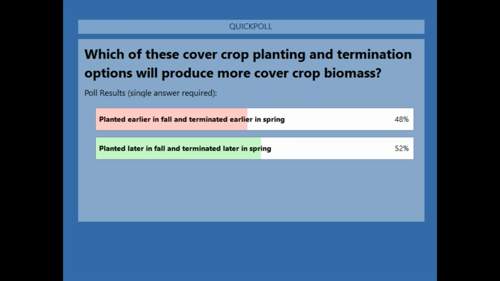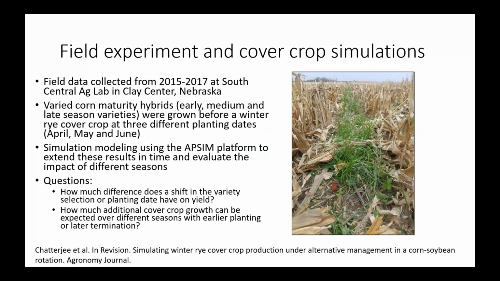Ooh, all right. We're really split on this one, 50-50. That's great. So about half of you think if you planted earlier and terminated earlier, that you'd have more biomass. And about half of you think that if you planted later and terminated later, that you'd have more biomass. So I know these were tough questions, and I appreciate your playing along, but I'm hoping that I can provide some answers for you as I share some of what we found from this research project. So let me tell you a little bit more about that now.